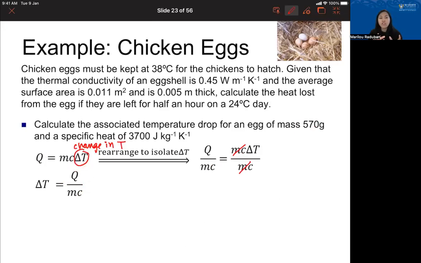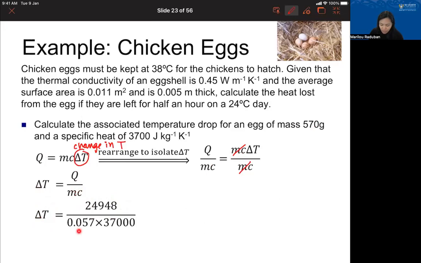So what Q to use? Q is the amount of energy that's transferred, which resulted in the change in temperature delta T. That's the Q that we calculated in the previous question, because this much energy is transferred from the egg to the environment because of the difference in their temperatures. And as a result of this amount of Q transferred, we have this change in temperature delta T.